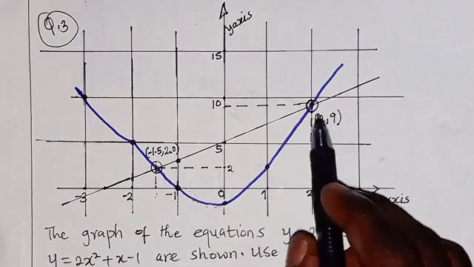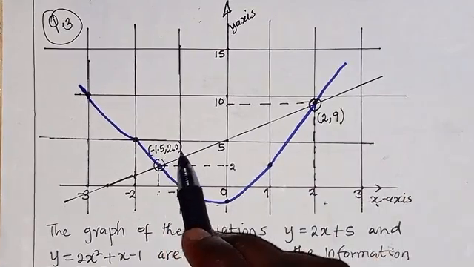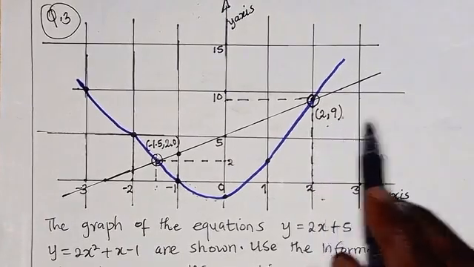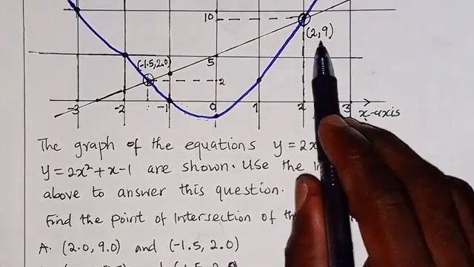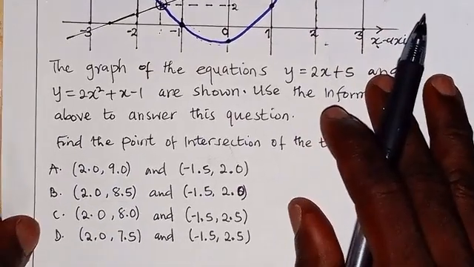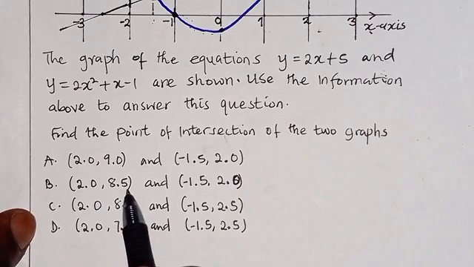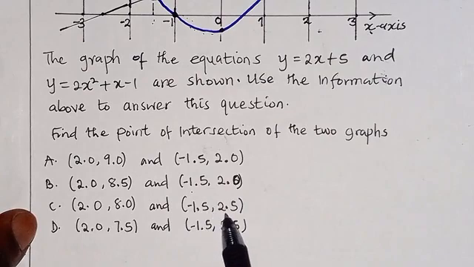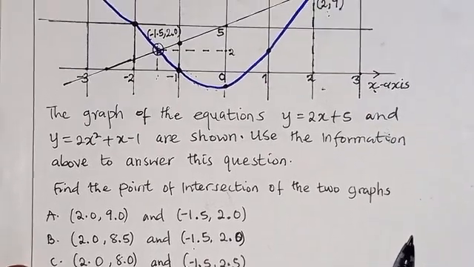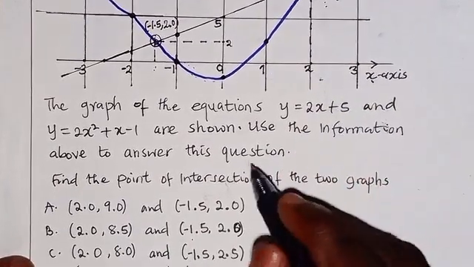So now let's look at this. These are the points of intersection between the two curves. Let's go down and see whether we have these as options. We have 2, 9; let's look at this. We have 2.0, 9.0, which is the same thing as 2, 9 here. Then we have minus 1.5, 2.0. Let's look at the rest: 2.0, 8.5, minus 1.5, 2.0; 2.0, 8.0, minus 1.5, 2.5; 2.0, 7.5, and minus 1.5, 2.5. So the one that corresponds with what we have in this graph is option A.